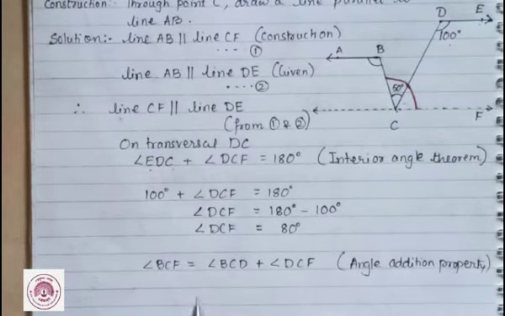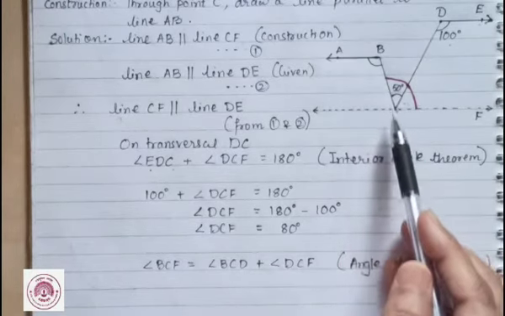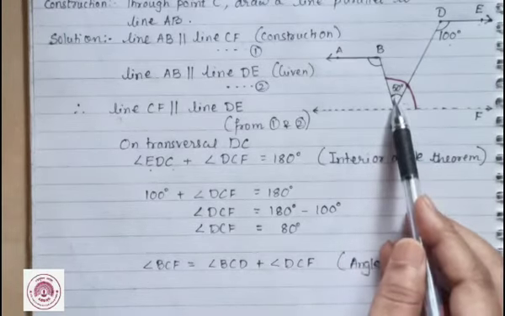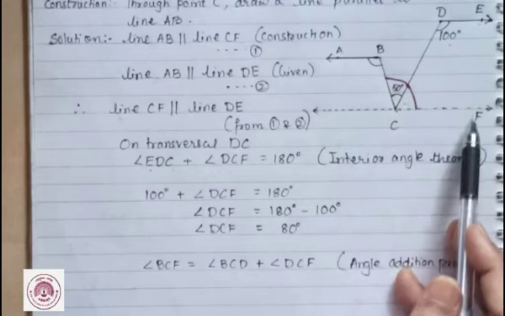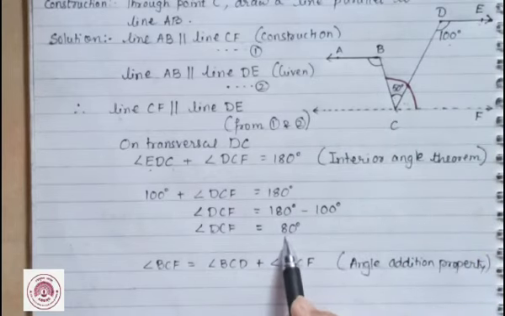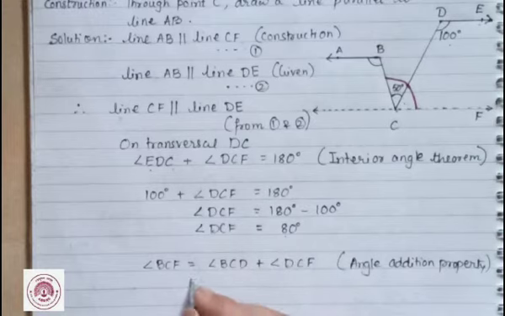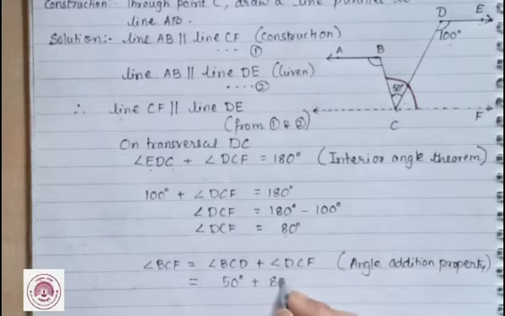Now we know angle BCD is 50 degrees and angle DCF is 80 degrees. So let's substitute the values. BCD equals 50 degrees plus DCF equals 80 degrees. So this is equal to 130 degrees.